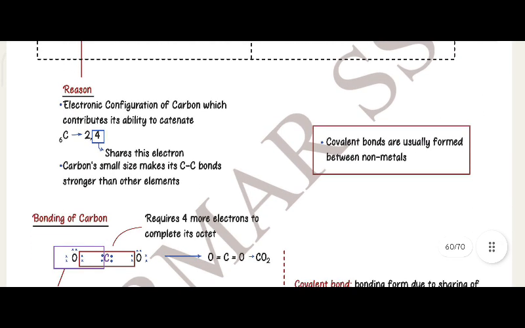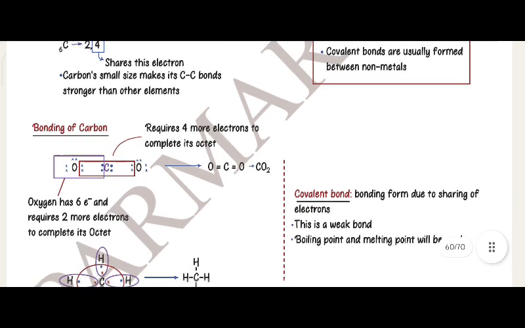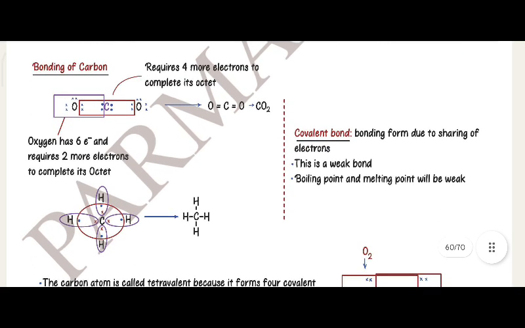Covalent bonds are usually formed between nonmetals. Bonding of carbon. Oxygen has 6 electrons and requires 2 more electrons to complete its octet. Carbon requires 4 more electrons to complete its octet. O double bonded to C double bonded to O gives CO2, and C individually with 4 H's gives CH4.